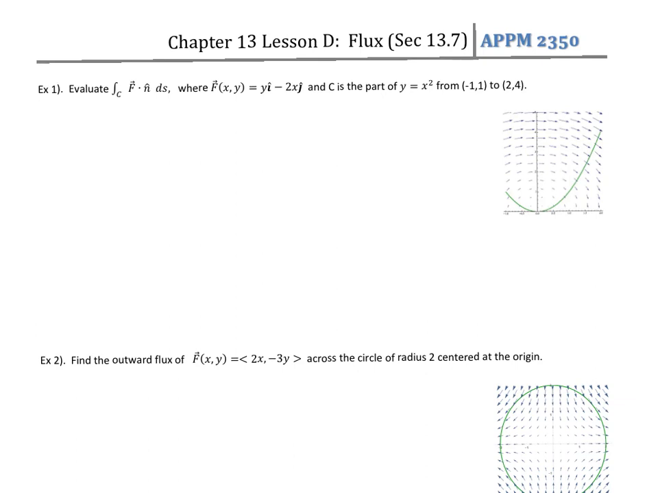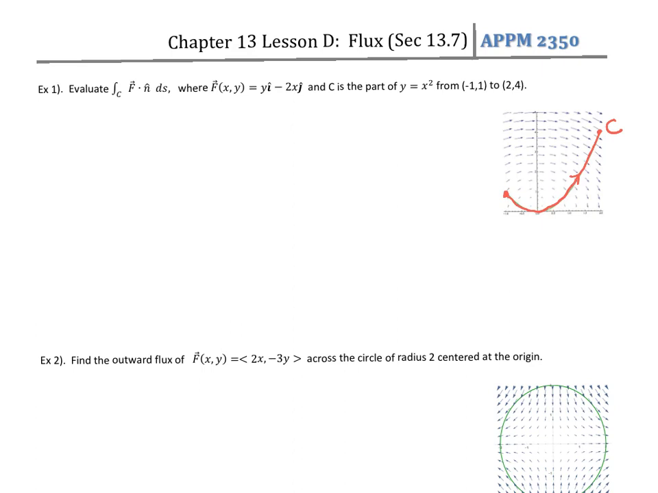Okay, so let's try a couple of examples finding the flux of a two-dimensional vector field across a curve. So here's my curve C here, and I have a certain direction associated with it because I'm starting at -1, 1, and I'm going to 2, 4. And then you can see the vector field in blue here.